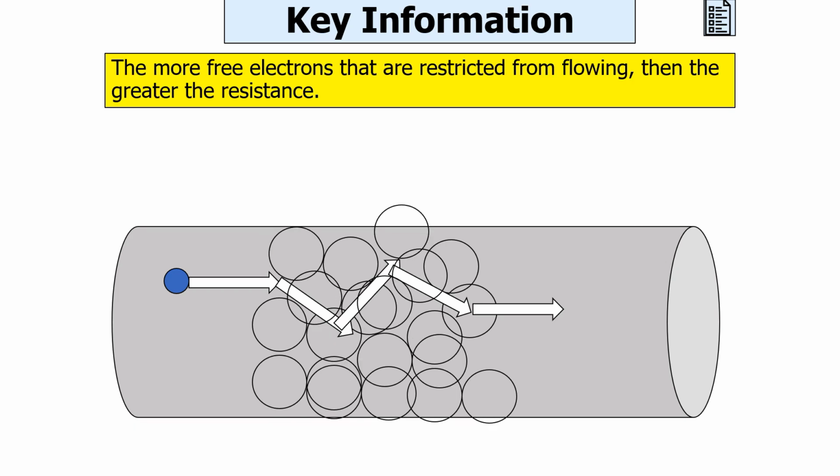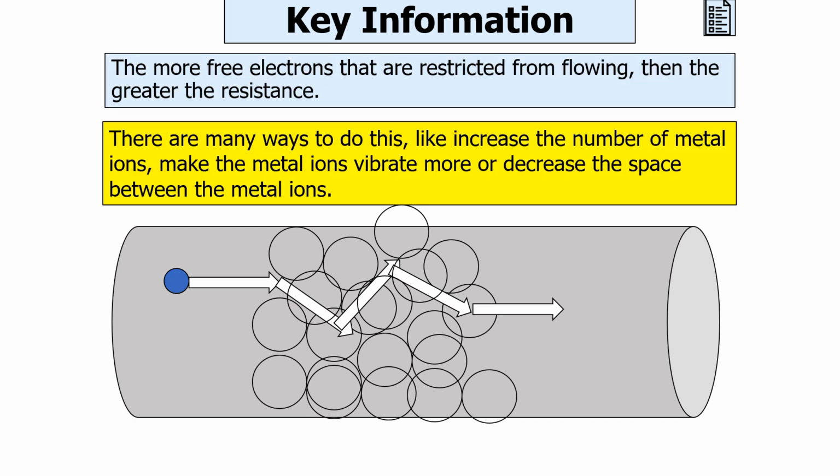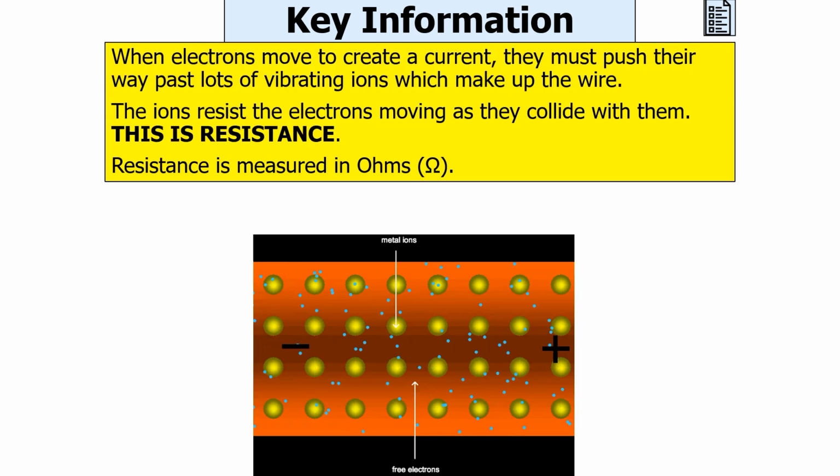Now, the more the free electrons are restricted from flowing, the greater the resistance. There are many different ways to do this, like increasing the number of metal ions, making the metal ions vibrate with a greater amplitude, or decreasing the space between the metal ions. When electrons move to create a current, they must push their way past lots of vibrating ions which make up the wire. The ions resist the electrons moving as they collide with them. This is resistance, and resistance is measured in ohms.